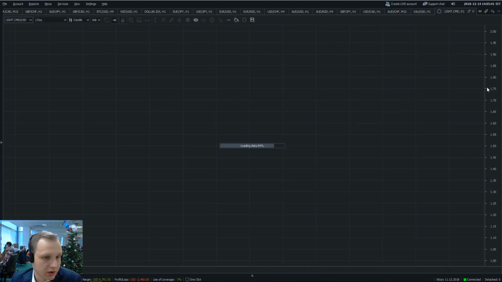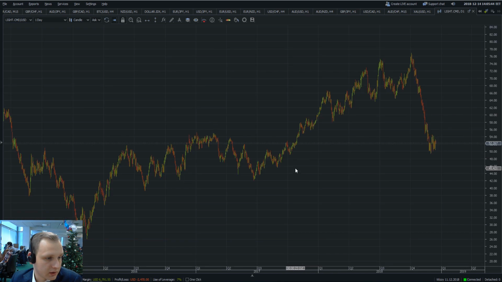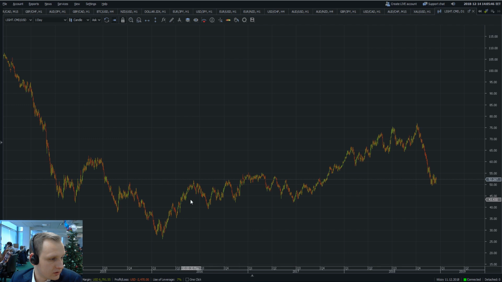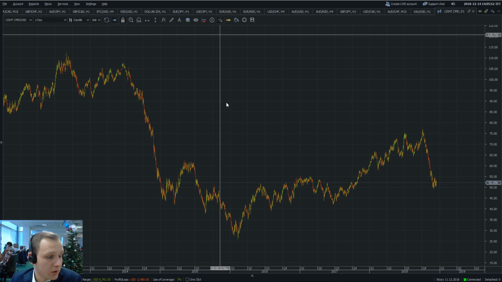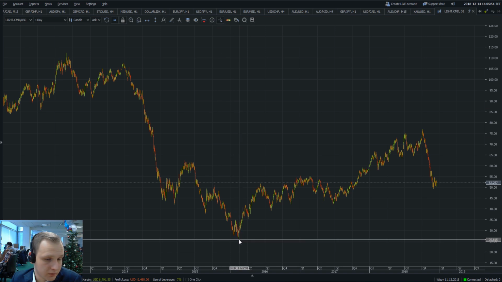So this is the light crude oil price, the daily one. You can see it was going pretty much down since 2013 because everyone was producing too much, and then it hit its bottom level of $25.18 per barrel, that's in US dollars, in February 2016.